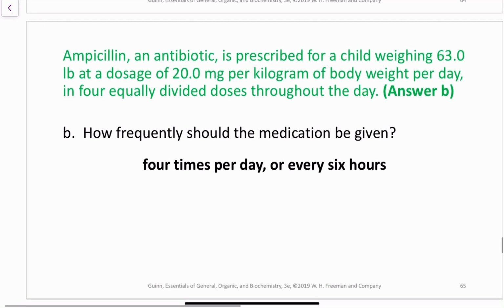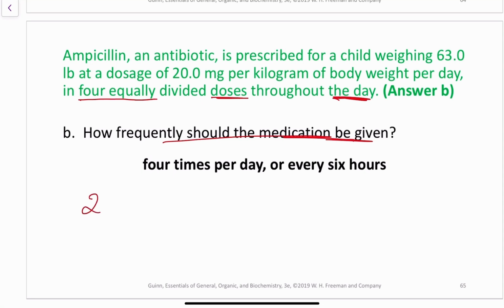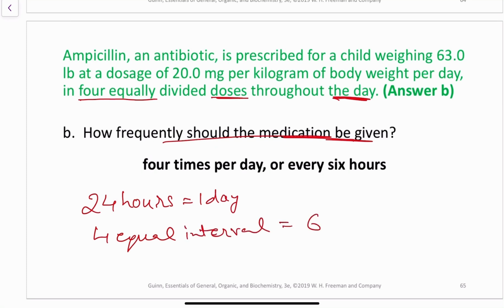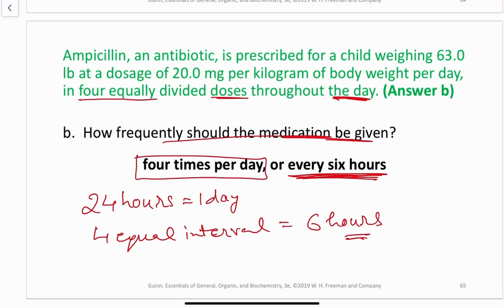Let's try the second one. How frequently should the medication be given? It says the medication should be equally divided into 4 equal doses throughout the day. So we have 24 hours in one day, and you have to divide the doses into 4 equal intervals. So that means every 6 hours, right? So every 6 hours, or you can say 4 times a day, 6 hours each. So this is how you normally solve the second one.